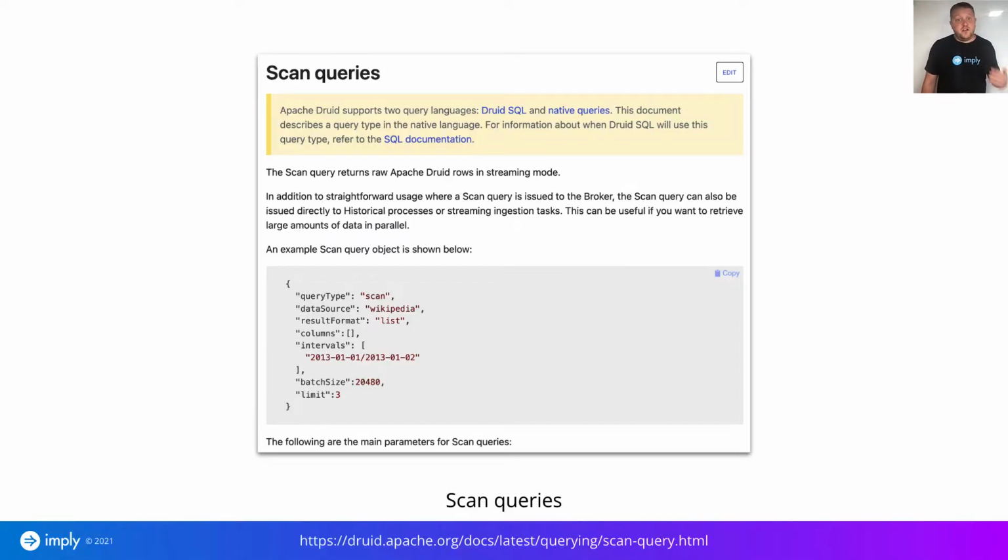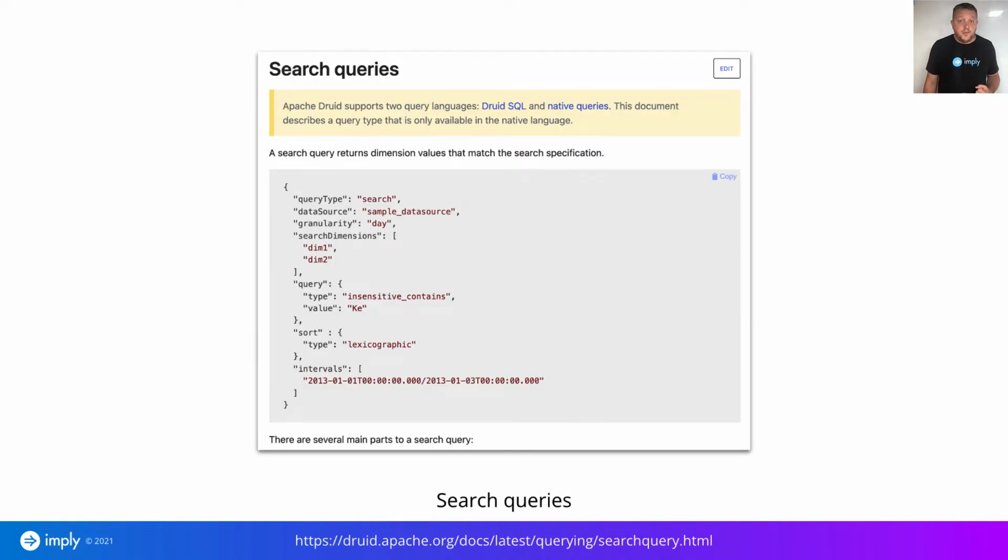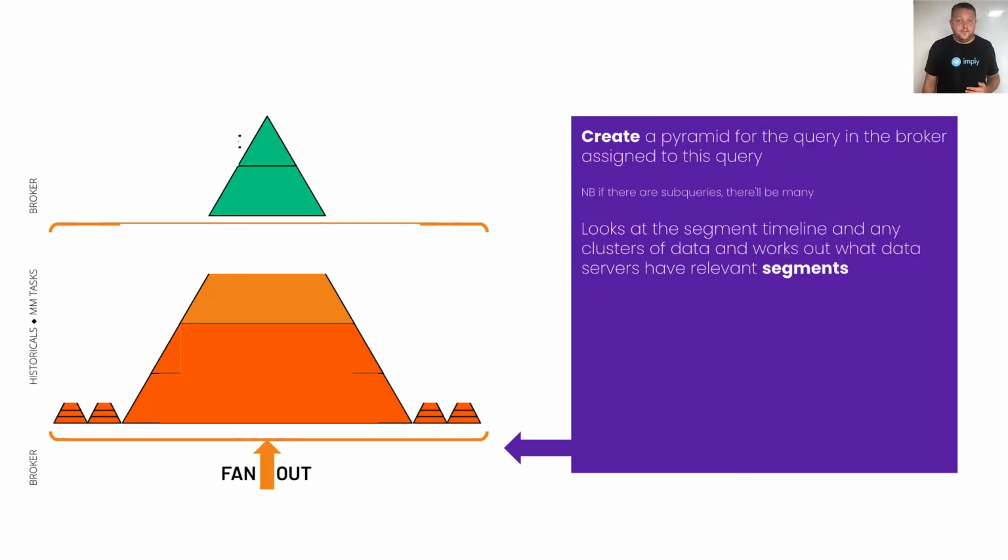Scan queries, which is another type of query, work a little bit differently, and it's worth reading about those queries so you know what they are. See the docs to learn a little bit more. And don't forget there are also search type native queries available. Again, go and see the documentation.